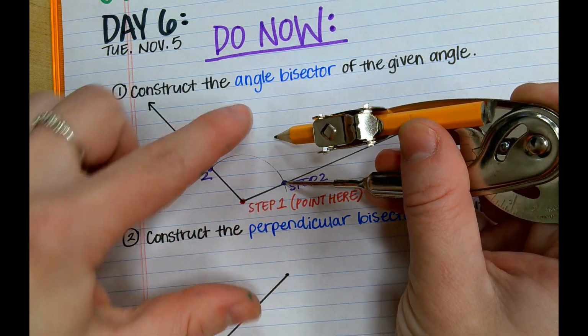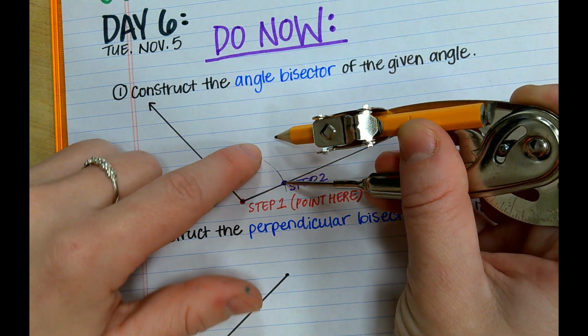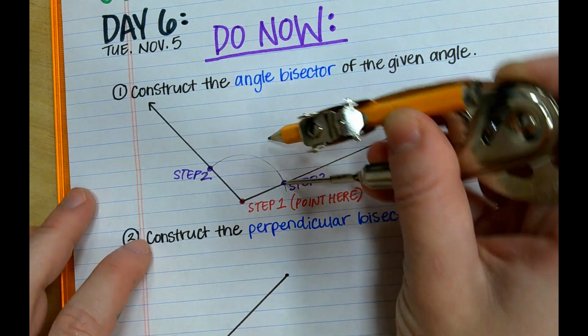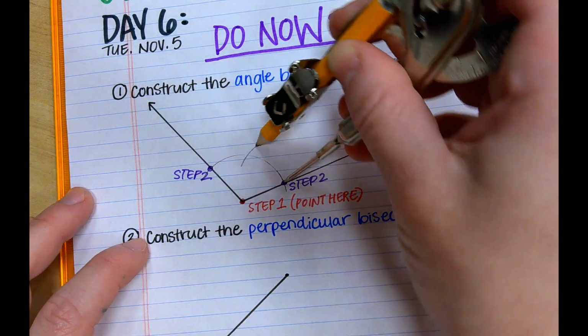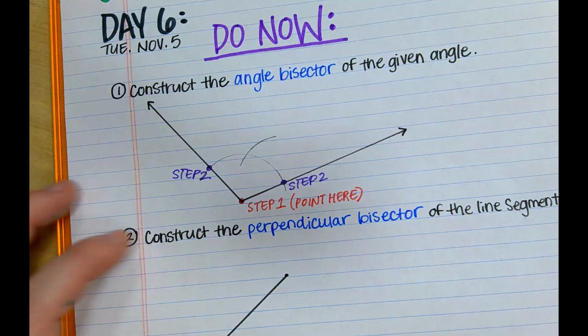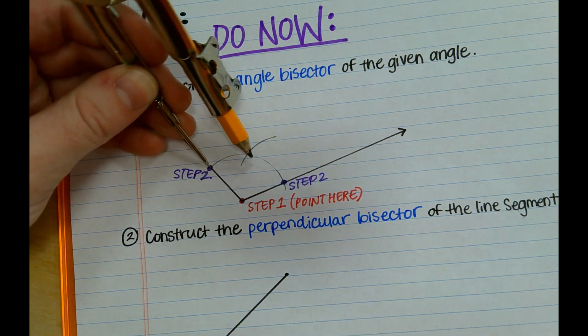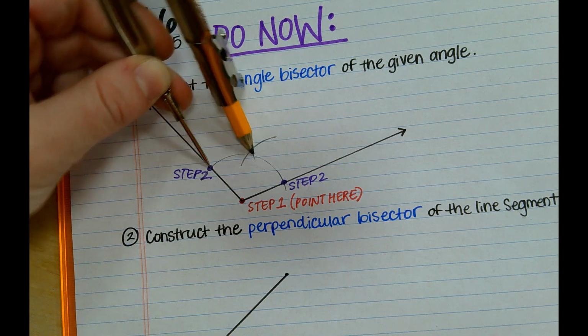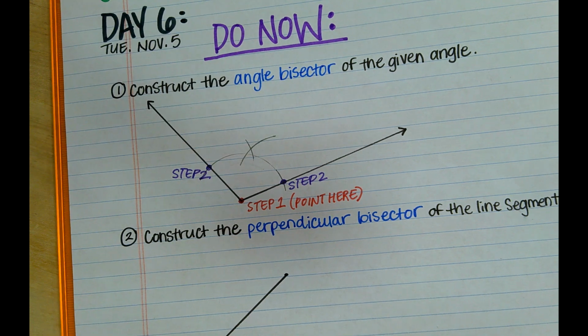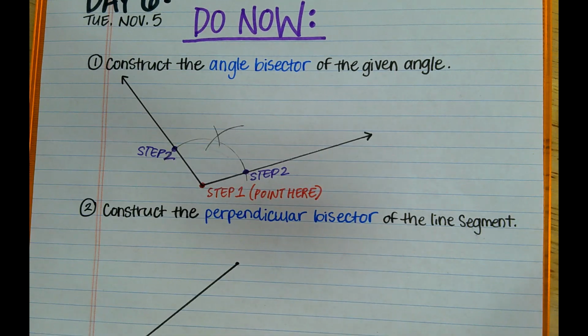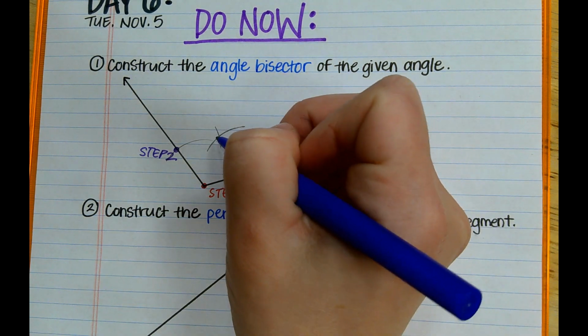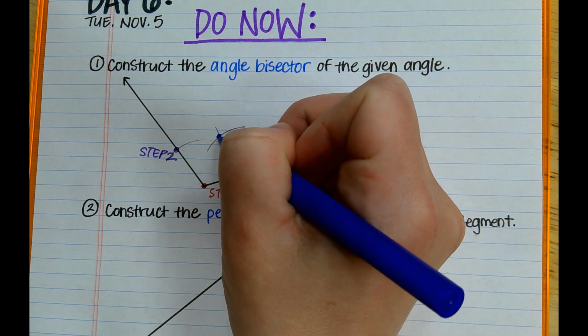Now I want the arc I'm making in step two to go in the middle of my angle, so maybe about here. And I'll do the same thing on the other point I made, making another little arc. And I bet you can already guess where step three is going to go. Yes, where those two arcs cross, we made another intersection right in the middle of our angle.